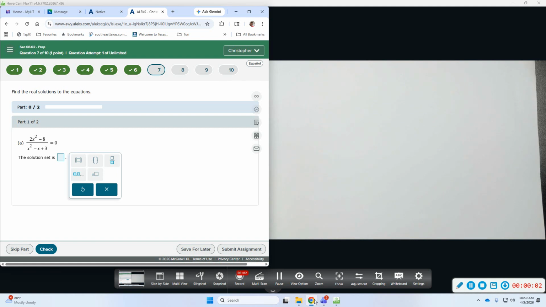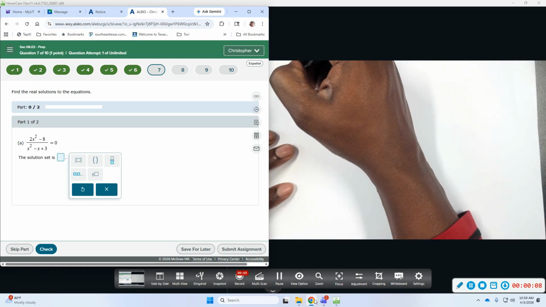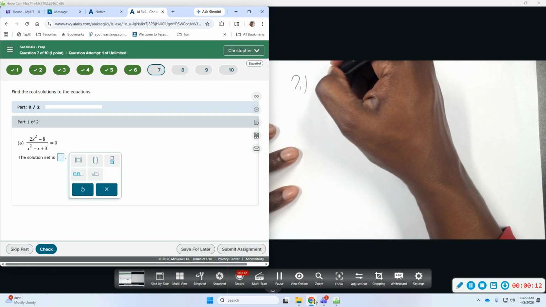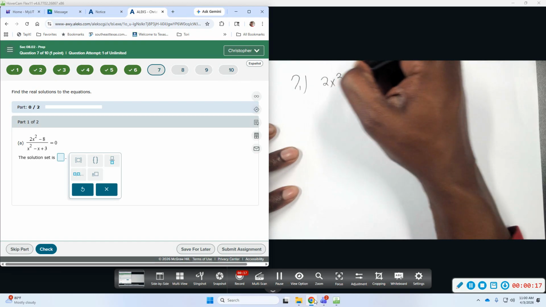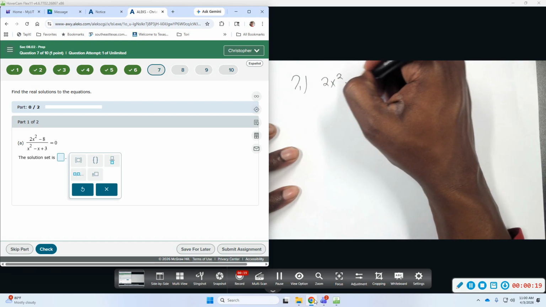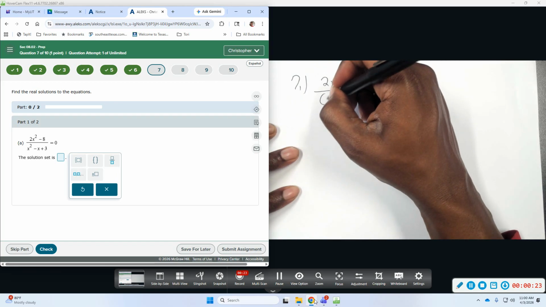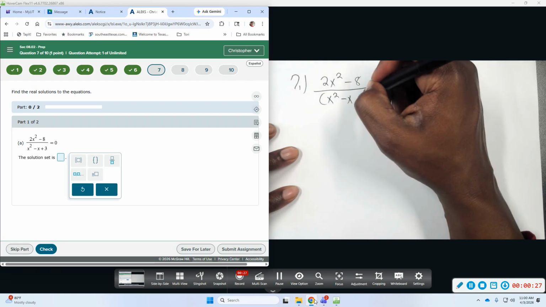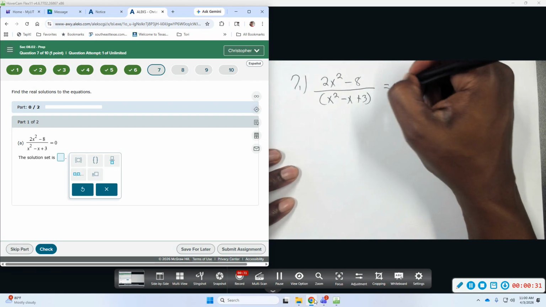Number 7, we want to find real solutions for the equation. We have 2x squared minus 8 divided by x squared minus x plus 3. Set it equal to 0.